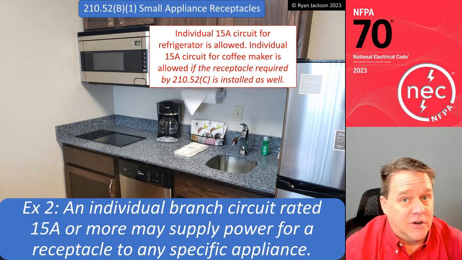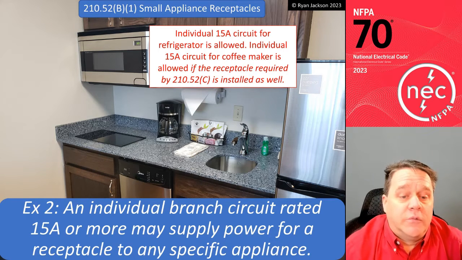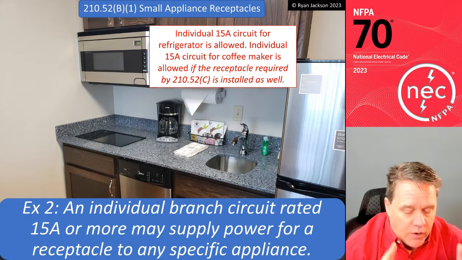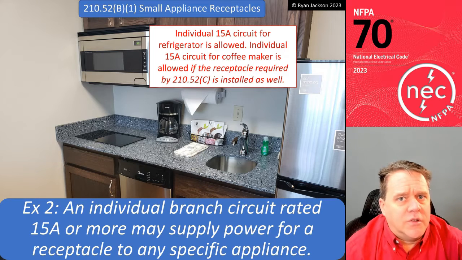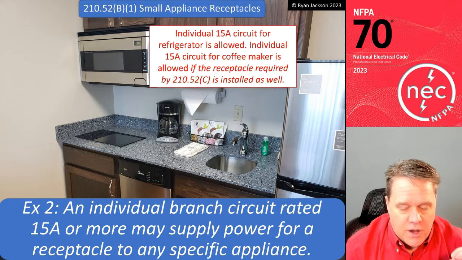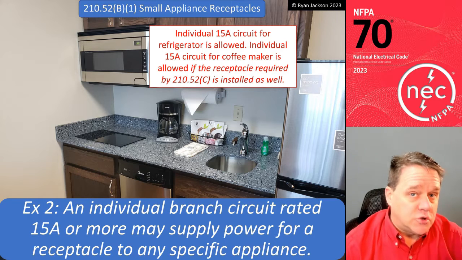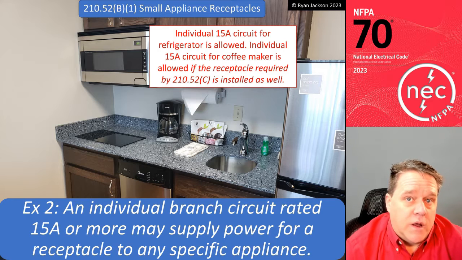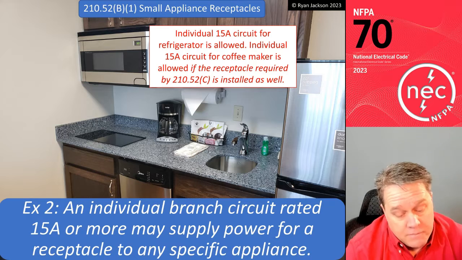Exception 2, however, is something that we see all the time. An individual branch circuit rated 15 amps or more is allowed to supply power for a receptacle to any specific appliance. All right, so what the code used to say for years is the 20 amp small appliance branch circuits had to serve all the receptacles in the kitchen, right, the wall space receptacles, as well as the countertop and the refrigerator. And then there's an exception that said, hey, the refrigerator can be on its own 15 amp circuit. Well, what if I want to have my coffee pot on its own 15 amp circuit? Could we do that? Sure.